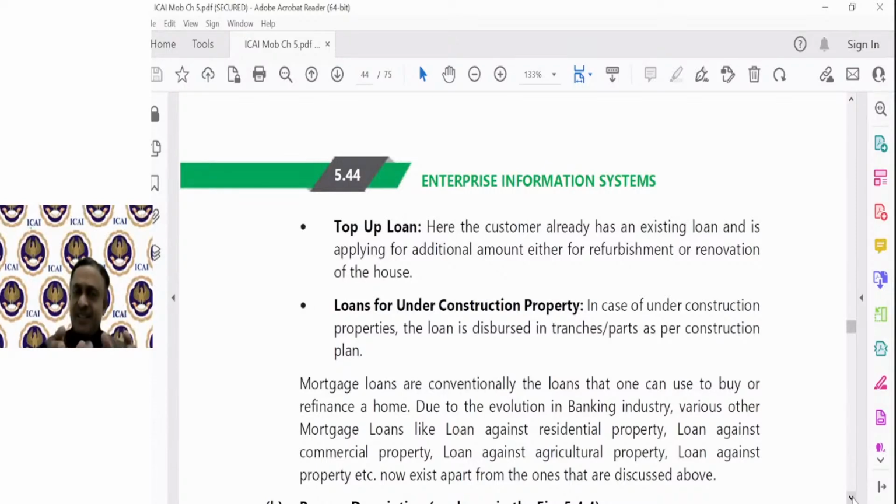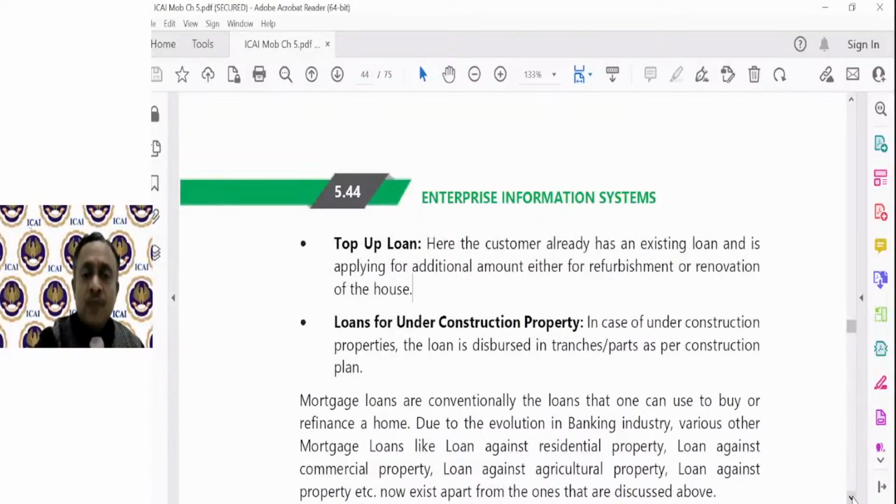Now, the reasons are also given. Top up will be additional amount for refurbishment or renovation. This is a very good question I wanted to ask you. I thought I'll discuss, but let you answer the question. Because you're taking a loan, the banker needs a security. So my question to you is, what will be the security of this top up loan? You answer in the chat. Once you answer, we'll discuss it.